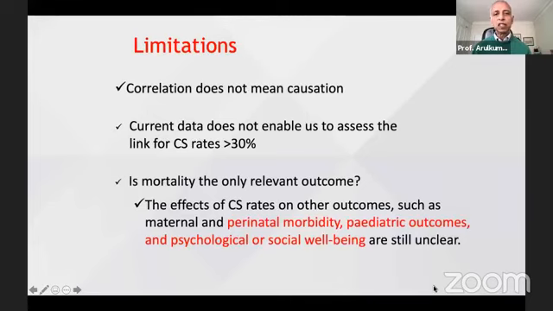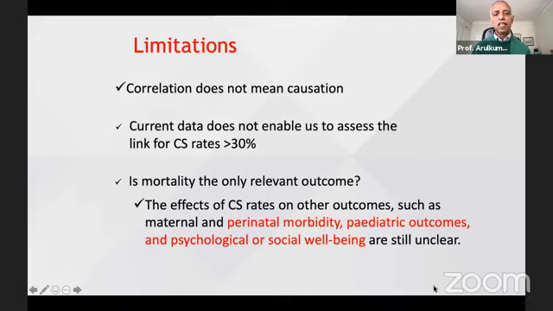Correlation doesn't mean causation, because in some countries, the area in which the population is living might be more urban with high section rate, whereas others might be more rural with lower section rate. And also the current data did not enable assessment of the benefit of higher cesarean section, which is more than 30%, because they stopped the analysis once they reached that horizontal plateau.